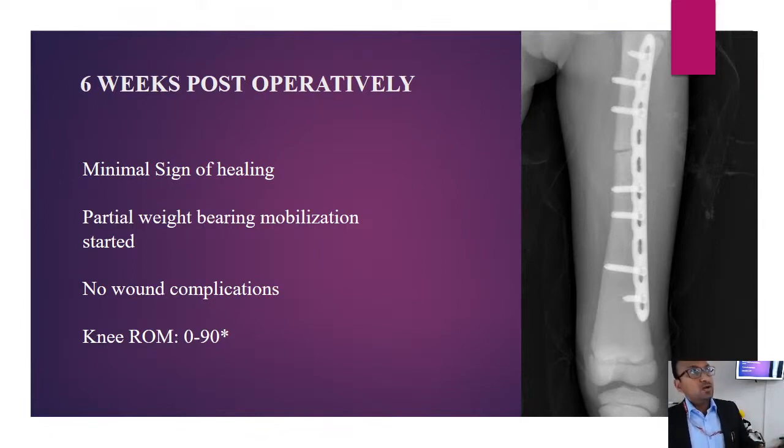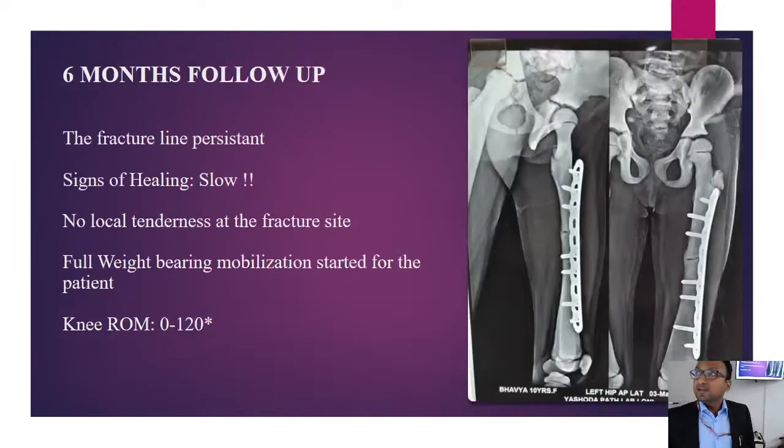Hence, to get more stimulus for union, we allowed the child partial weight bearing at 6 weeks itself. The wound was absolutely fine and the patient had 0 to 90 degrees of range of motion at this time, probably because of the little pain from the muscles that happens after plating in these patients. And that was the 6 months follow-up period.